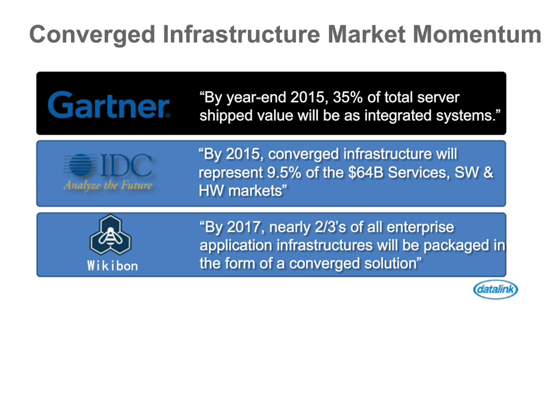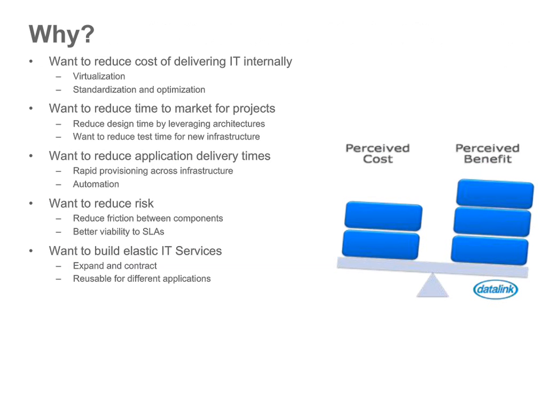We saw Cisco's numbers reported recently. We've seen the recent reports from all the analysts. Datalink reports this as a big growth driver for us, that the adoption of these converged infrastructures, if you will, is rapidly increasing based on the benefits it provides the organizations that are adopting those. So why do people do this? They want to reduce the cost of delivering IT internally. How do I use these as a foundation to advance virtualization further into the organization, driving standardization?